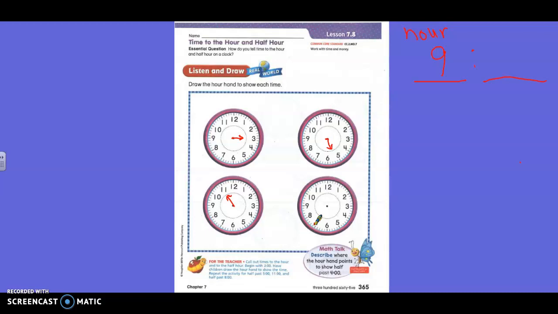8 and 9. So if it's 8:30, you're going to put it between 8 and 9. Okay? Right here. Halfway past 8 and 9.